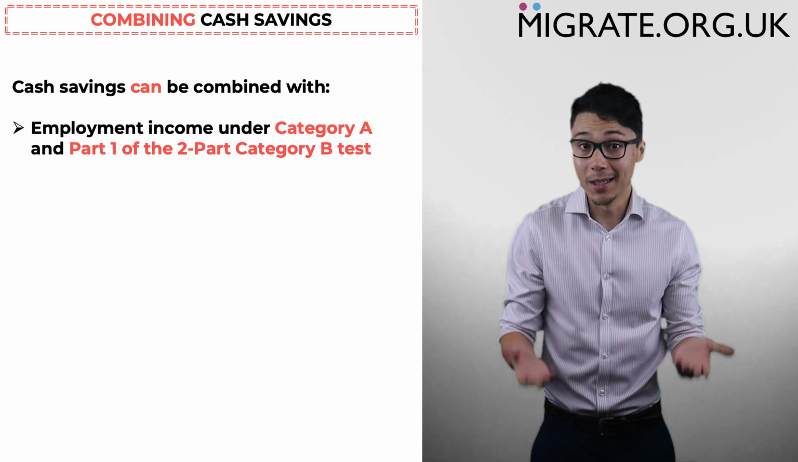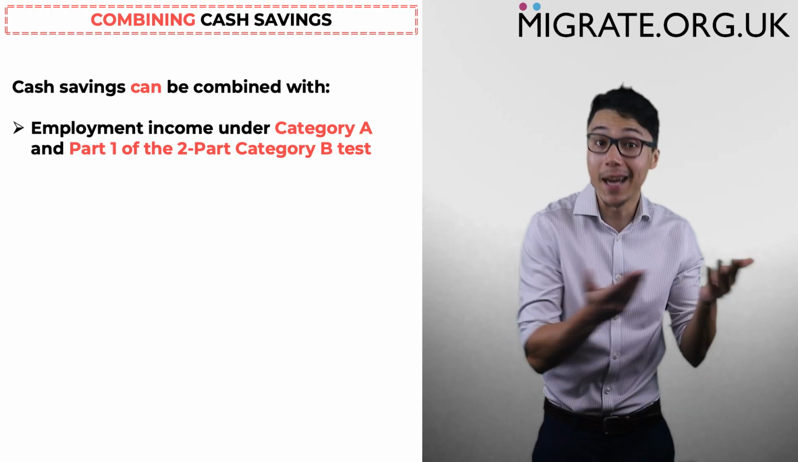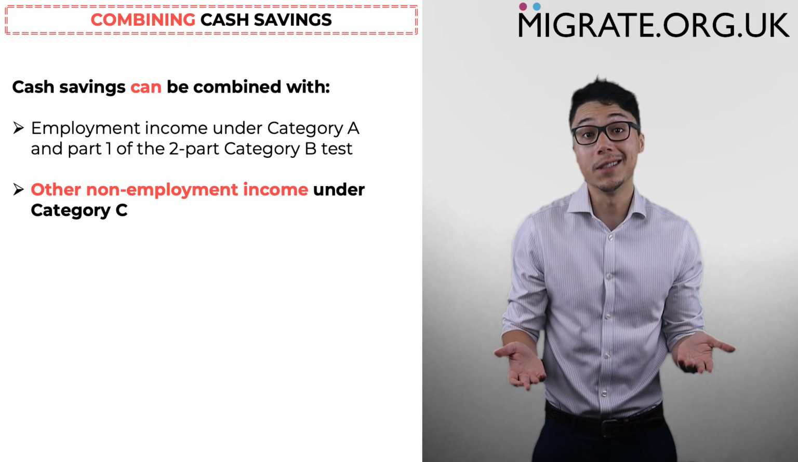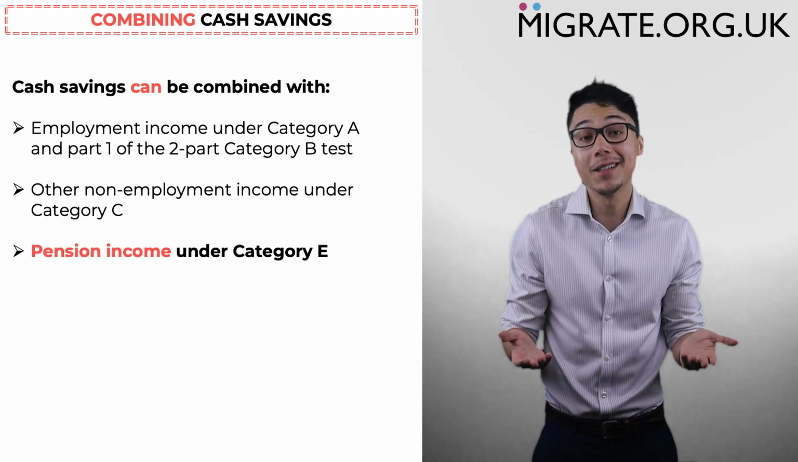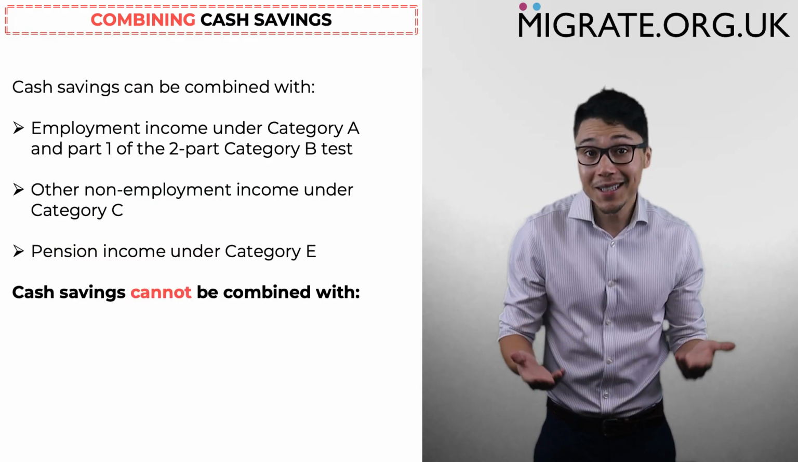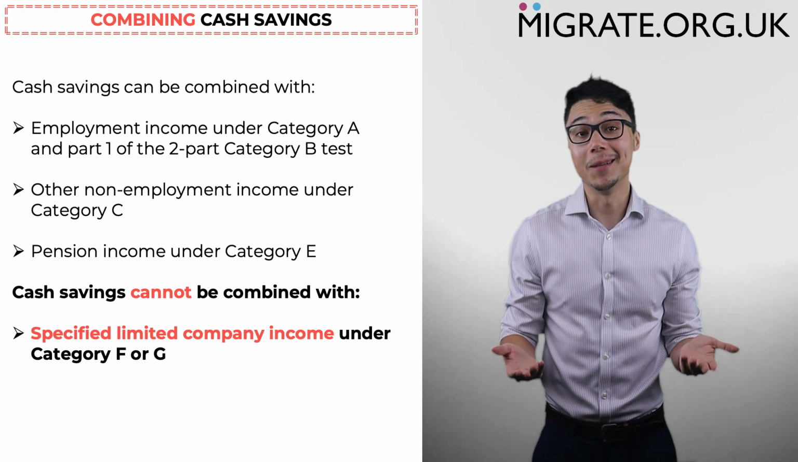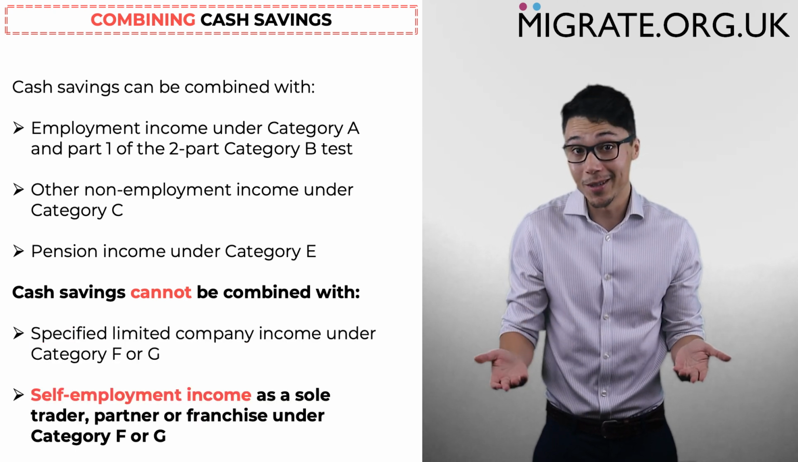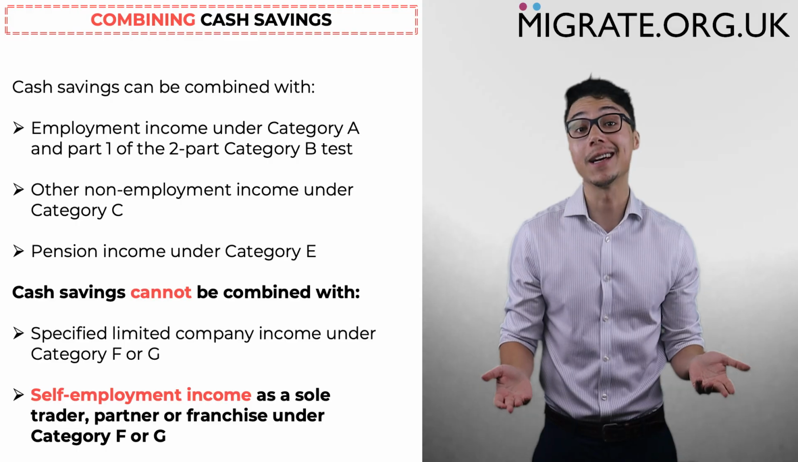Cash savings can be combined with employment income under Category A and Part 1 of the 2-part Category B test, other non-employment income under Category C, and pension income under Category E. Cash savings cannot be combined with specified limited company income under Category F, or self-employment income as a sole trader, partner, or franchise under Category F.